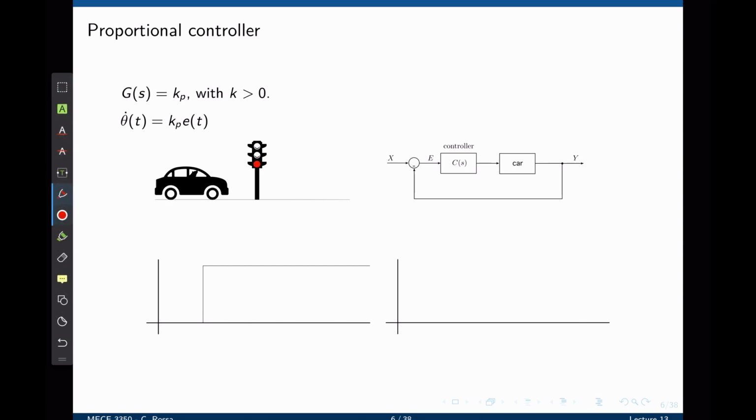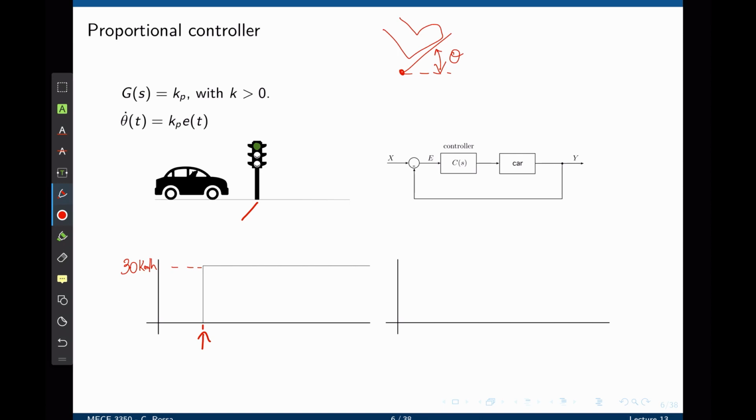Consider this example where a car is stopped at a traffic light. At this point, the desired speed of the car is 0. Let's assume that the traffic light stays red up to this point and then turns green. When the light turns green, the desired speed that was 0 becomes non-zero. Let's assume that the desired speed is, say, 30 kilometers an hour. We can now define the desired speed of the car as this step input that goes from 0 to 30 at time t1.